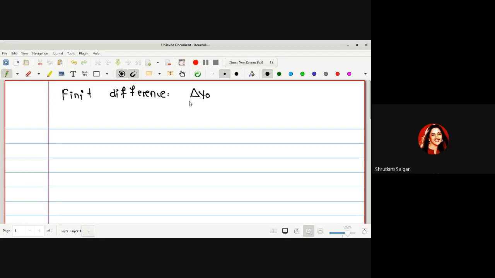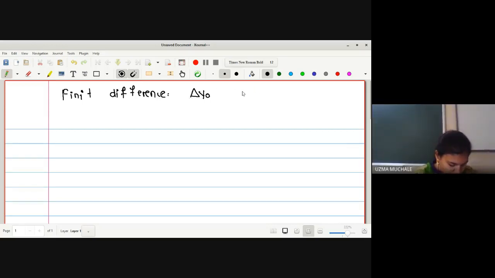I think it's f of x plus 1 minus f of x. Right, f of x plus 1 minus f of x naught. Or in another way, we can put it as y1 minus y naught.